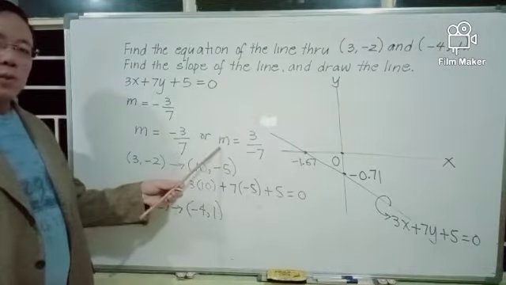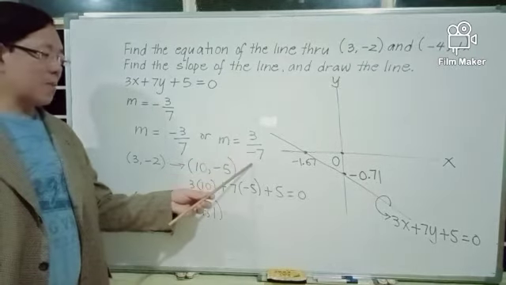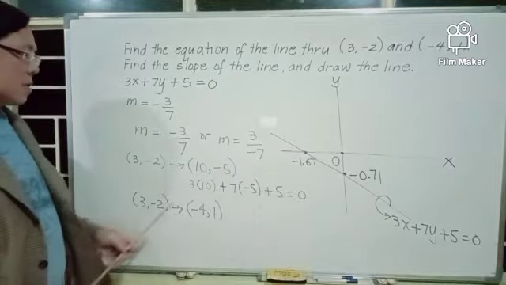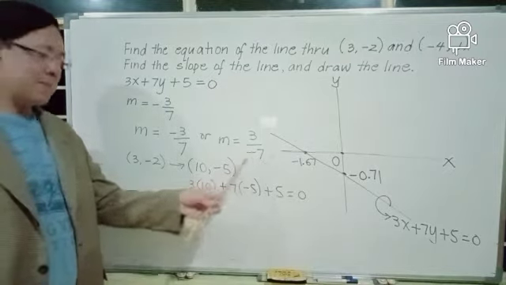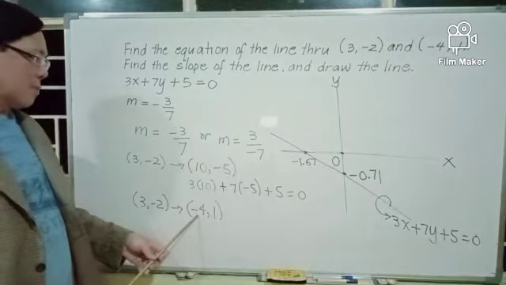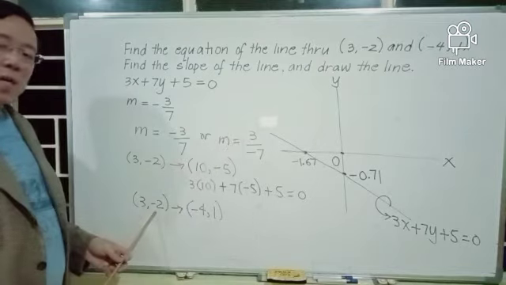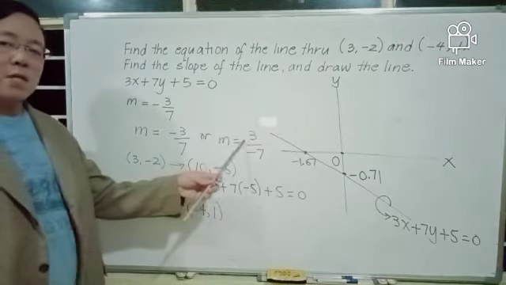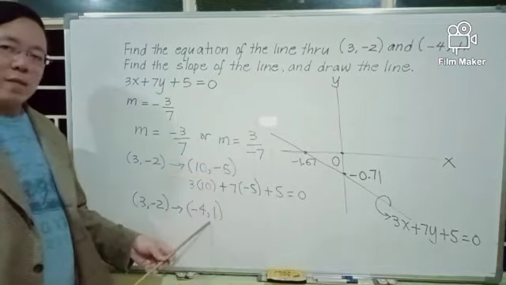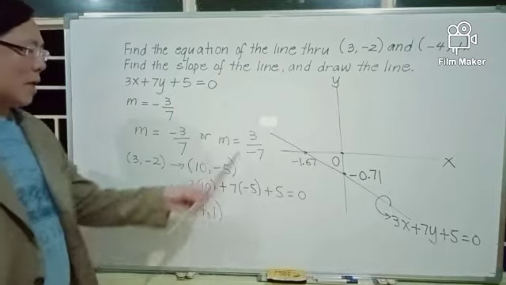Again, using the slope m in this form, positive 3 divided by negative 7, it means that if the abscissa of the point is decreased by 7, 3 minus 7 is negative 4. The ordinate y, negative 2, will increase by 3 units. We have negative 2 plus 3 is 1. And we obtain the new point on the line.